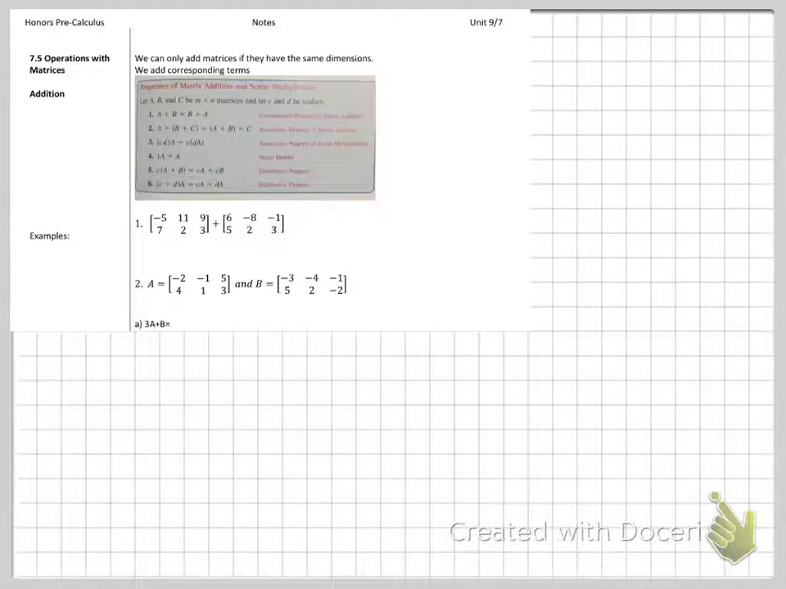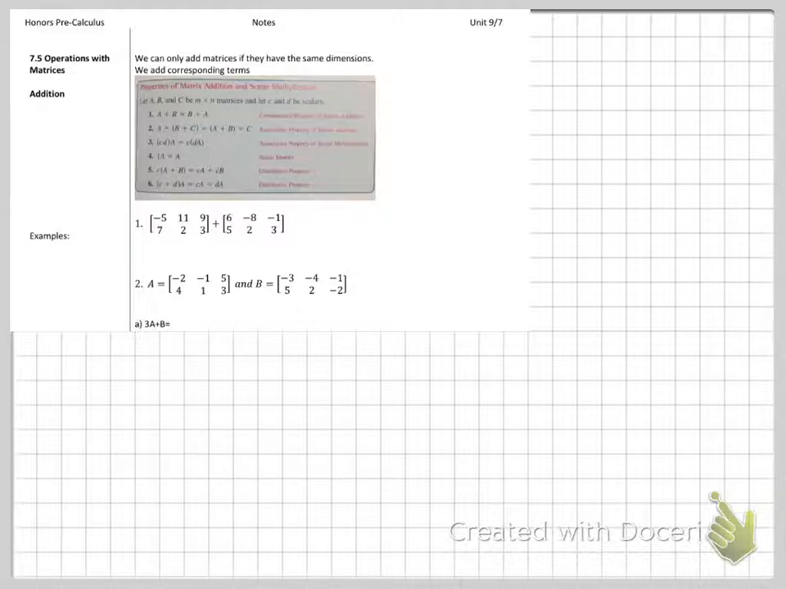Okay, so section 7.5, operations with matrices. This is pretty straightforward, just learning how to do addition, subtraction, and then multiplication with matrices. So properties, capital A and capital B stand for matrix A, matrix B.